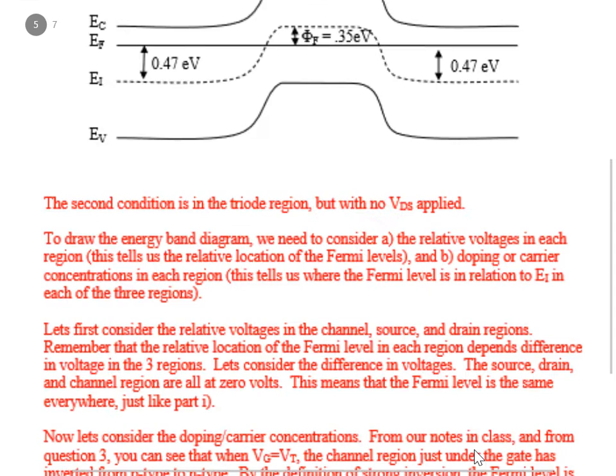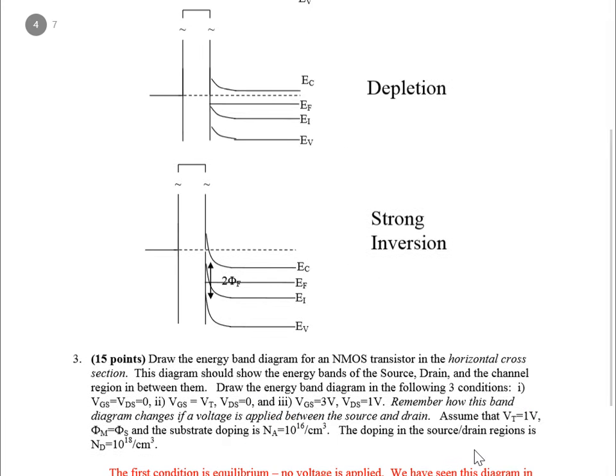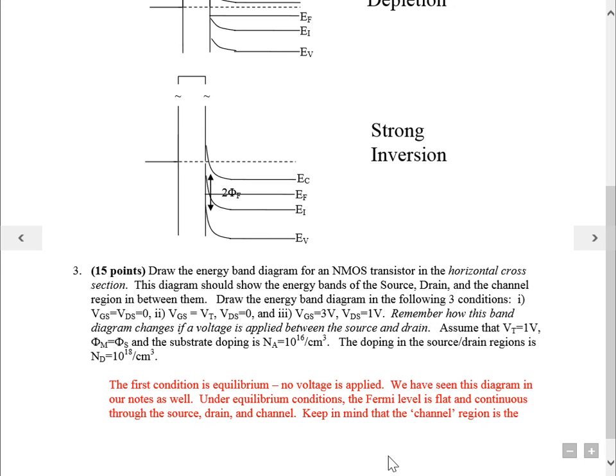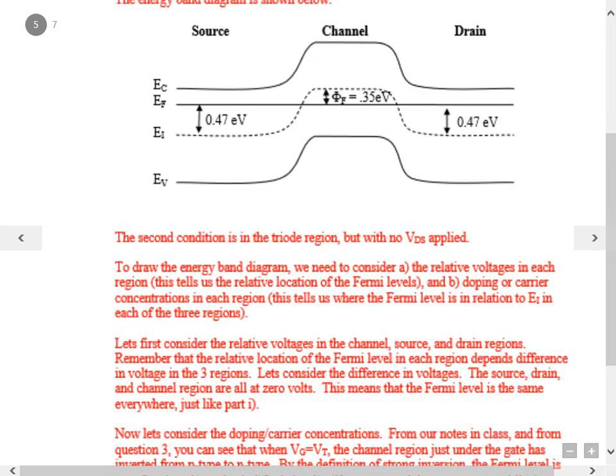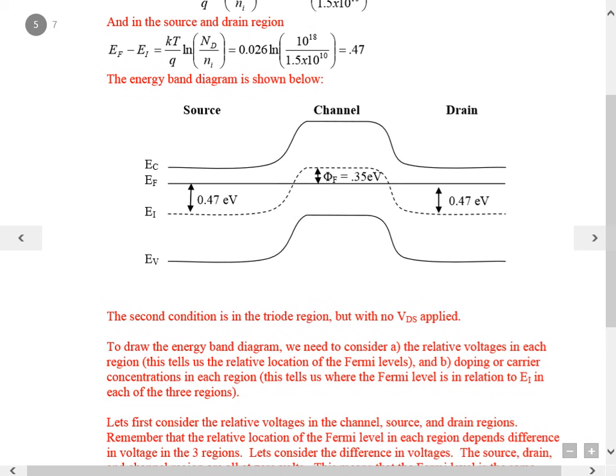This question was asking you to draw the energy band diagram for an NMOS transistor in the horizontal cross-section. This diagram should show the energy bands of the source, drain, and channel regions, and draw it under the following three conditions. One is VGS equals VDS equals 0. So this isn't cutoff. This is pretty much exactly like what we see in the slide I showed you.